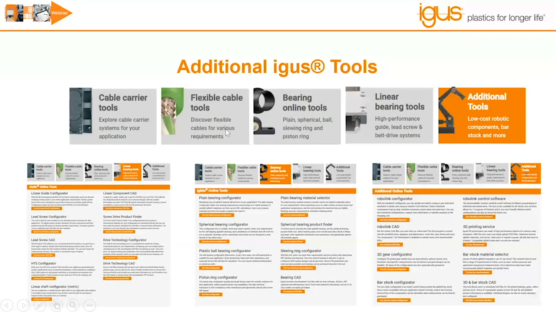Additional tools. We have these product finders and calculators for almost all the product lines, from energy chain systems cables to our plastic bushings. You can find them in the same location that I showed you earlier.